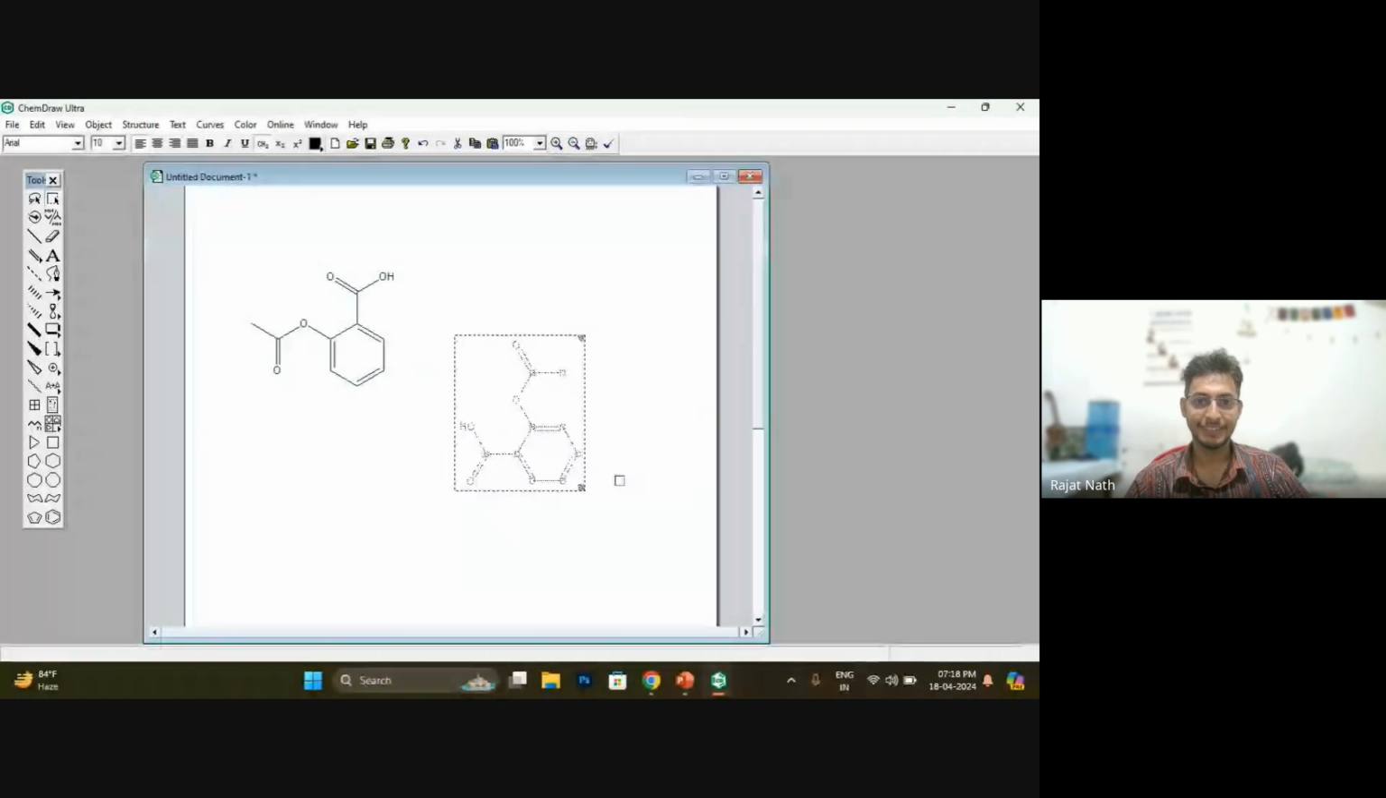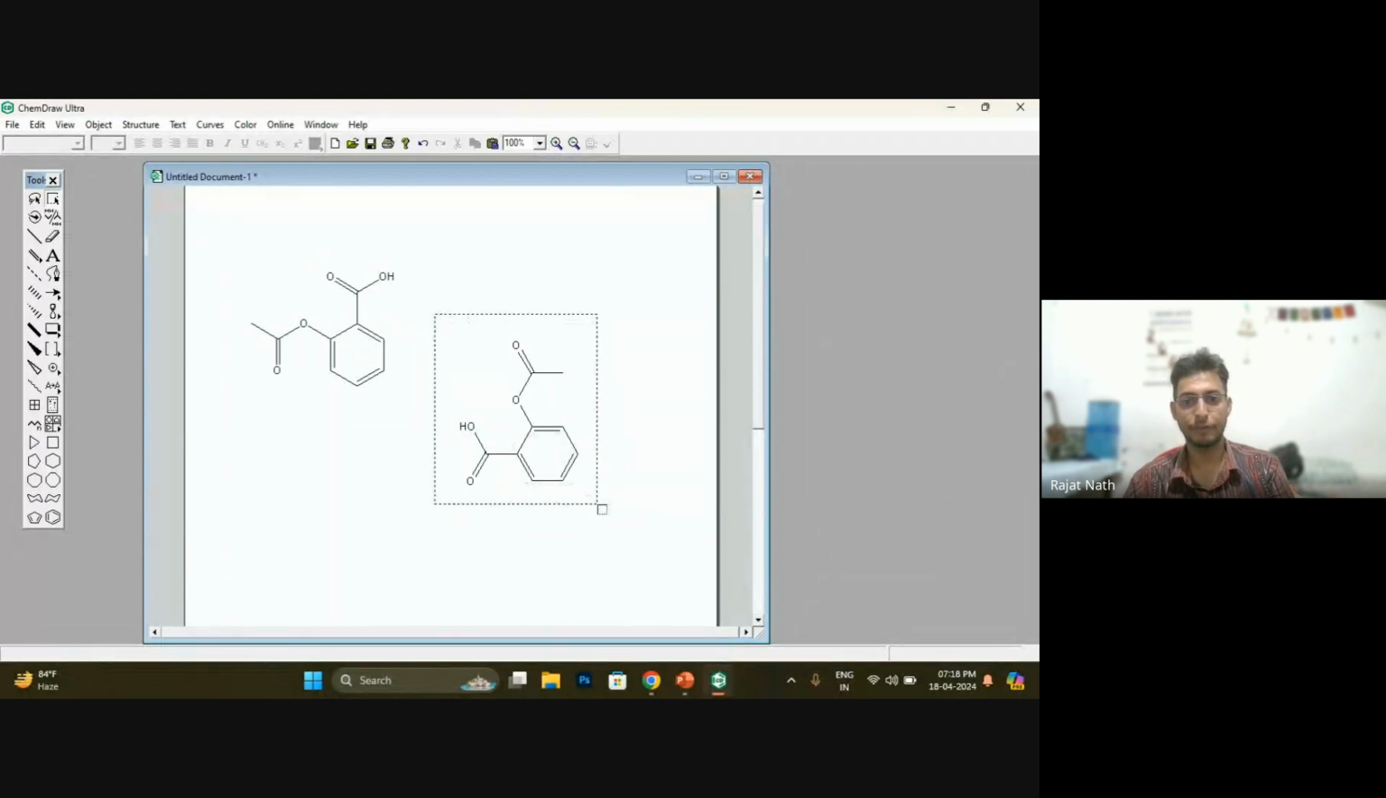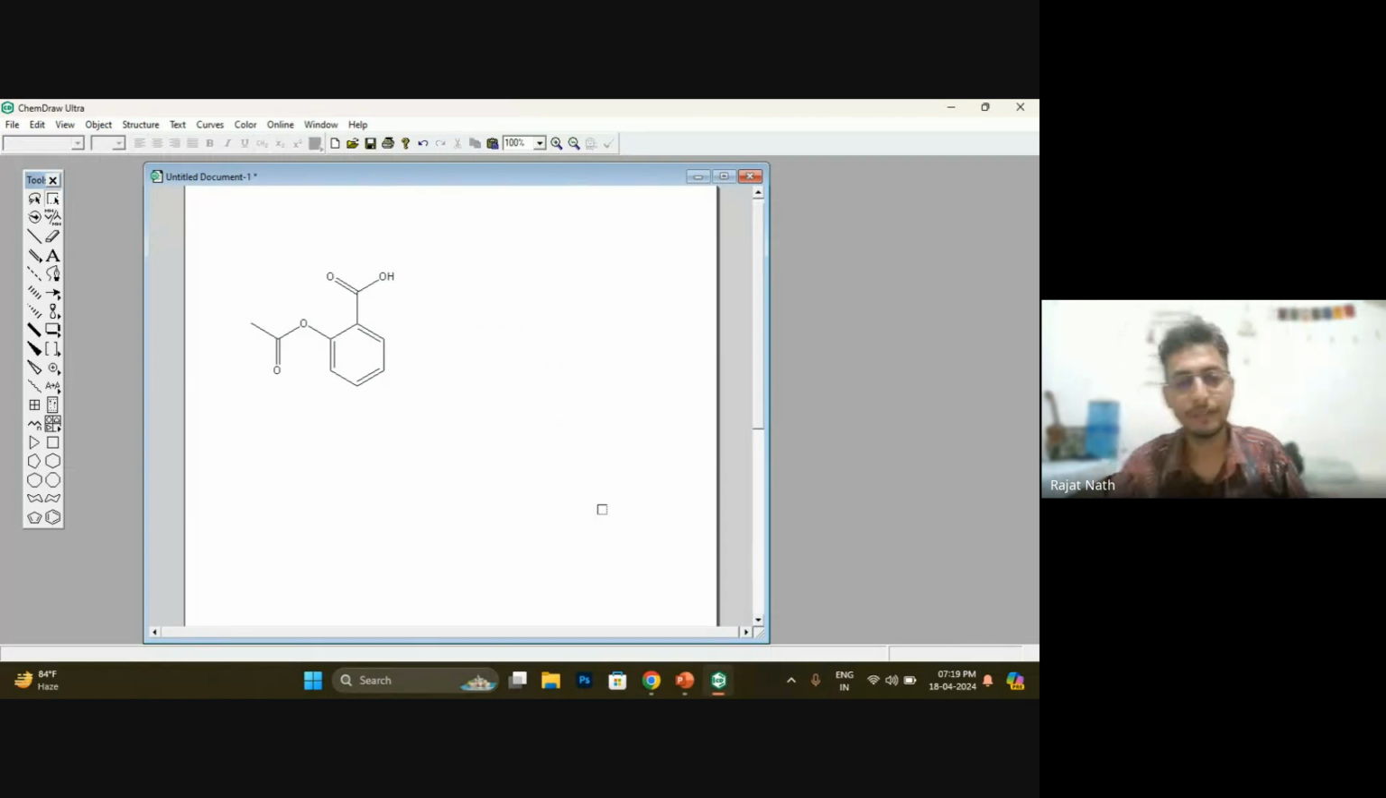See, the structure is generated. It is rotated 90 degrees. If you rotate clockwise 90 degrees, it will be the same as the structure I have drawn. So if you know the IUPAC name, you can generate your structure very easily in ChemDraw. So there are two methods by which you can generate your structure.